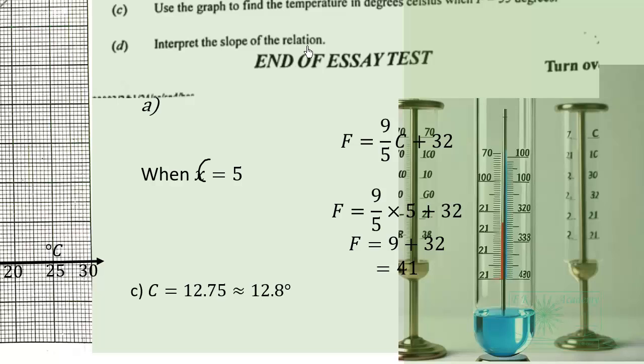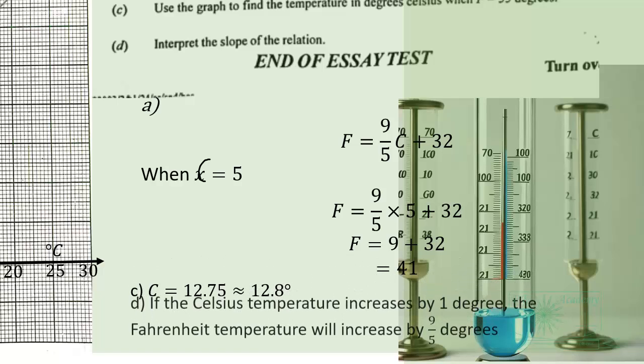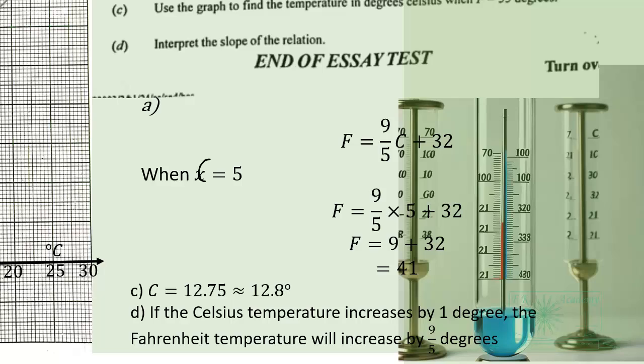All right, so we are asked to interpret the slope of the relation. So the slope is telling you the rate of change. So when this one changes 1 unit, this one will change 9 over 5 degrees. So when this one changes 1 degree, this one will change by 9 over 5 degrees. So that is the interpretation.